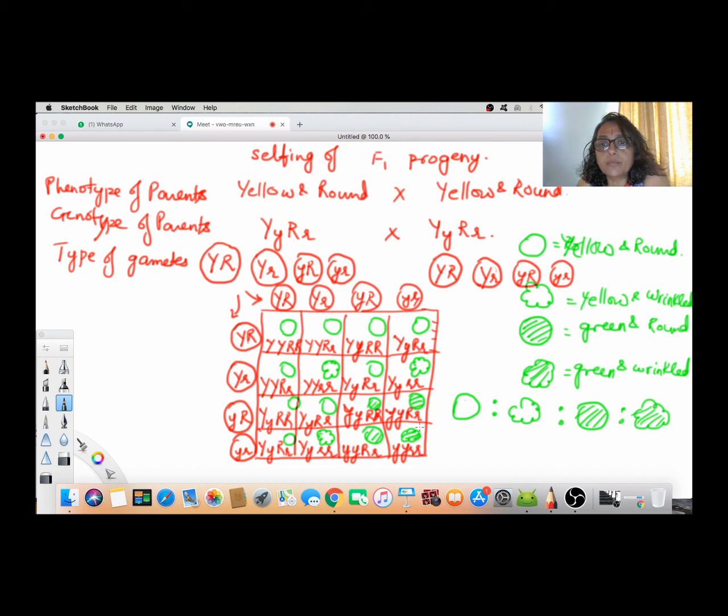So let's count them and write the answer here. Can you count it in your notebook? 1, 2, 3, 4, 5, 6, 7, 8, 9. So we have 9 yellow round. How many wrinkled? 1, 2, 3 yellow wrinkled. How many green round? 1, 2, 3 green round. How many green wrinkled? Only 1. So what's the answer? 9:3:3:1 is the dihybrid cross ratio.